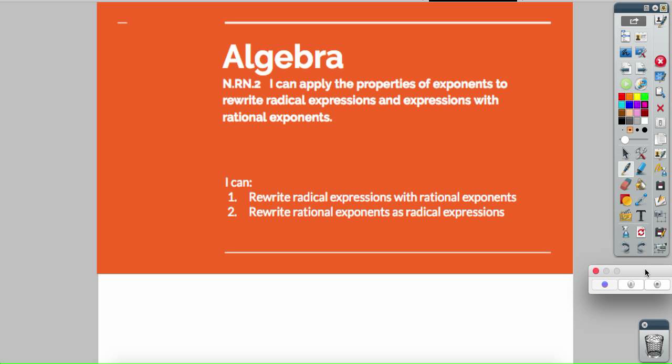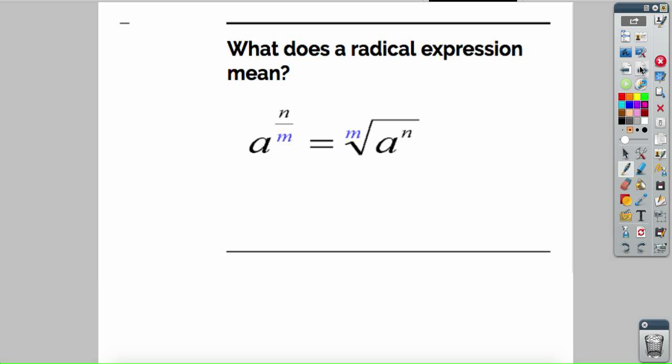So we are going to be talking about some properties of exponents, and now we're going to be focused on fractional exponents. As we look at this front screen here, we're really going to be focused on rewriting rational exponents and using our properties of exponents with fractional exponents. So what does a radical expression mean? Here's what radical, both a radical and a rational expression.